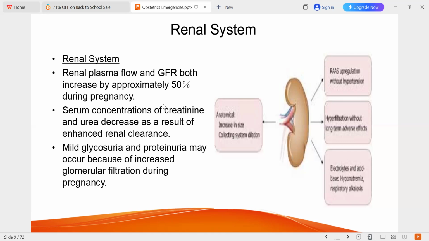Serum concentration of creatinine and urea decrease due to increased renal clearance. You can have mild glycosuria and proteinuria. You need to monitor that because of the increase in glomerular filtration during pregnancy. The renin-aldosterone system is upregulated without hypertension, hyperfiltration without long-term effect, and you can have electrolyte and other acid-base disturbances, especially hyponatremia, and the respiratory alkalosis that we mentioned before due to increased minute ventilation in pregnancy.